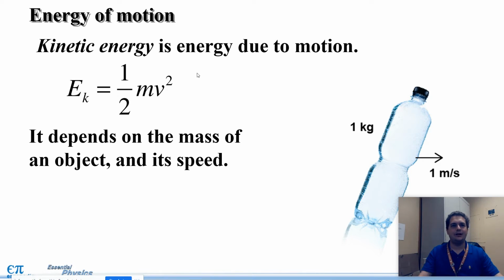Now, because velocity is squared, kinetic energy cannot be negative. Because if you square a negative, let's say the velocity is negative, it's falling down, velocity is negative. Well, negative 1 times negative 1, negative 1 squared, is positive 1. So if it's falling at 1, let's say, then it's going to end up being positive anyways. So it's always going to be a positive number. One half mass velocity squared.